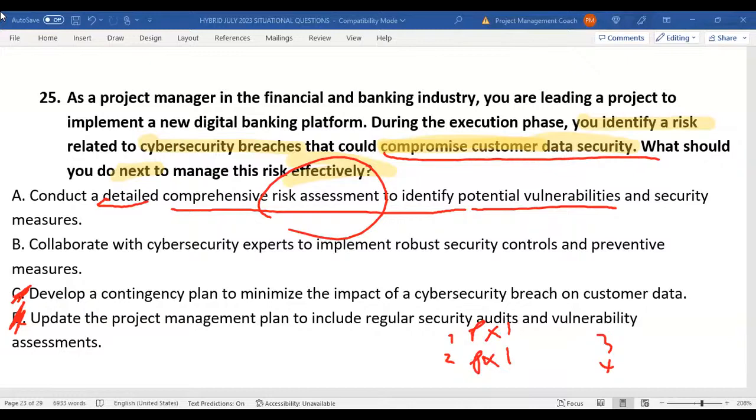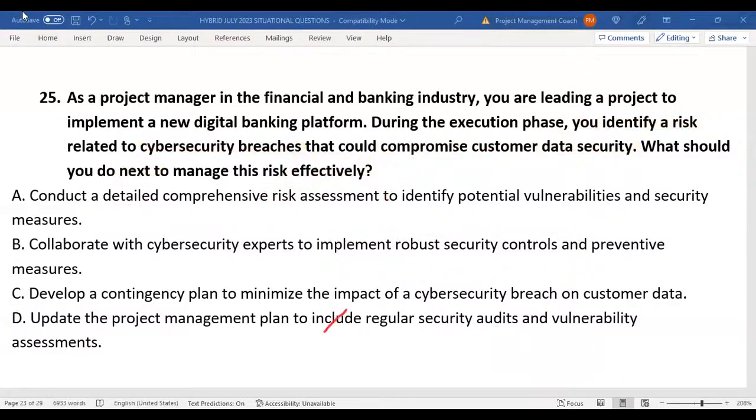Well, B says collaborate with cybersecurity experts to implement, ASAP, robust security controls and preventive measures. You're going to prevent this from happening. That's what you need to do, because this is a cybersecurity risk. You need to prevent it from happening. You need to be aggressive, right? So D is presumptuous, C is reactive. A, conduct a detailed, comprehensive risk assessment. Detailed?